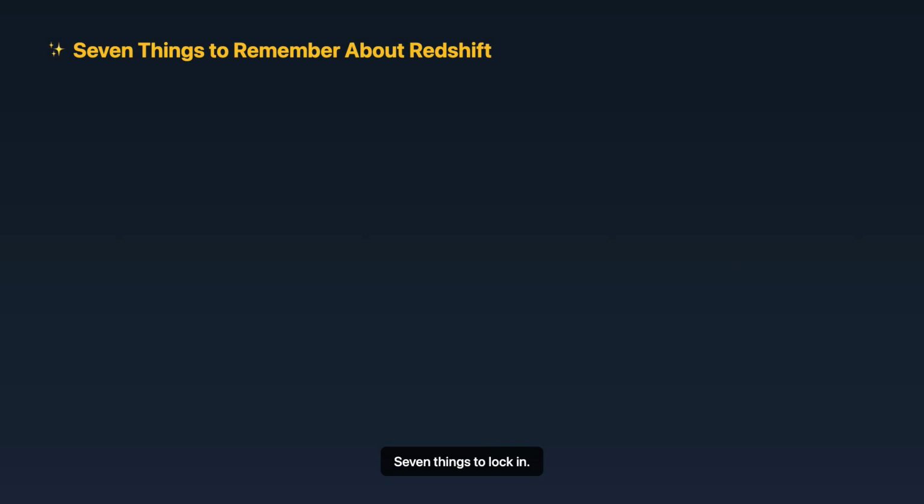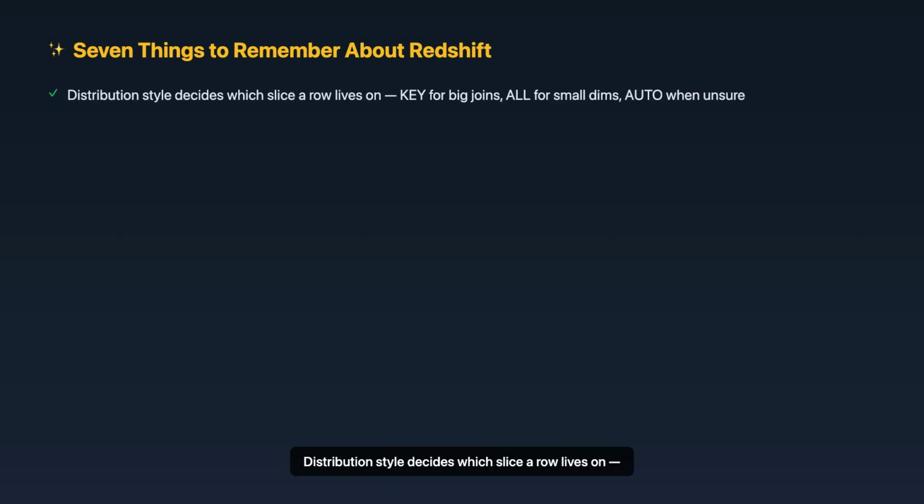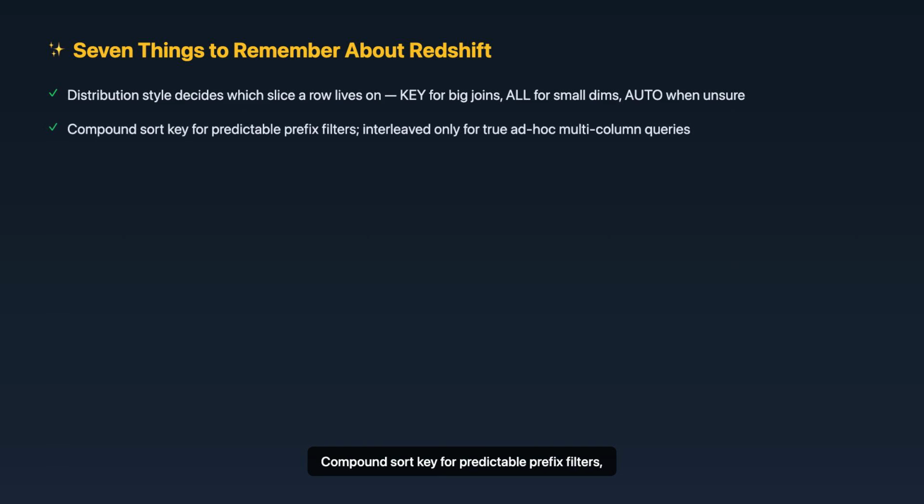7 things to lock in. Distribution style decides which slice a row lives on: key for big joins, all for small dimensions, auto when the question doesn't tell you the access pattern. Compound sort key for predictable prefix filters. Interleaved only for true ad hoc multi-column queries on tables that don't load often.